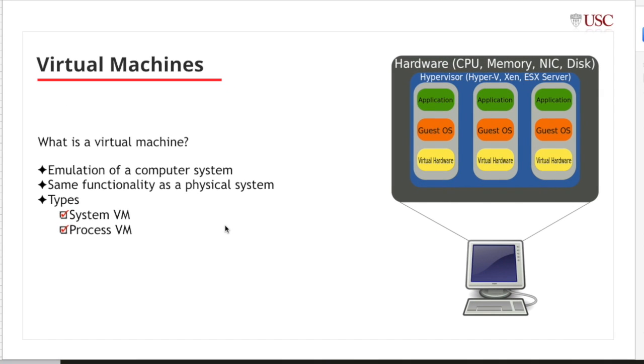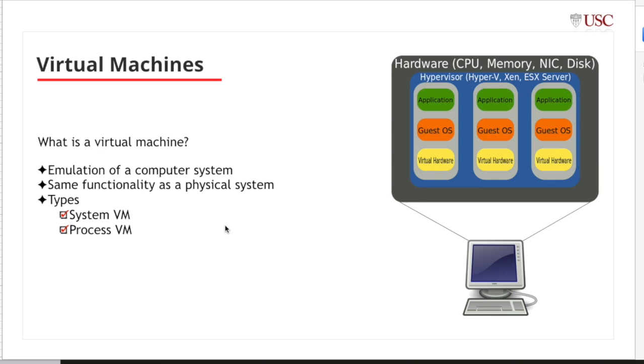Virtual machines. Before we get to the tutorial, I want to briefly touch on virtual machines. So what is a virtual machine? Why do we need a virtual machine? Sometimes to have multiple systems or multiple processes running, you might have to virtualize them to save money on buying hardware. So a virtual machine is an emulation of a computer system, which would give you the same functionality as a physical system, but it's completely implemented in software.